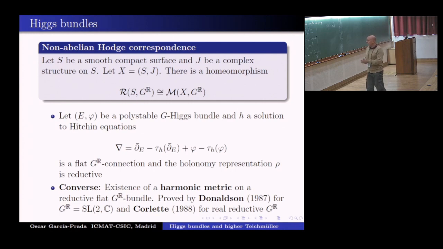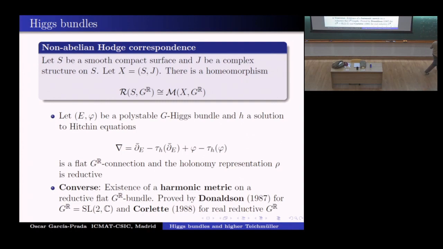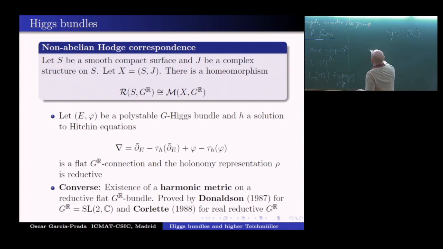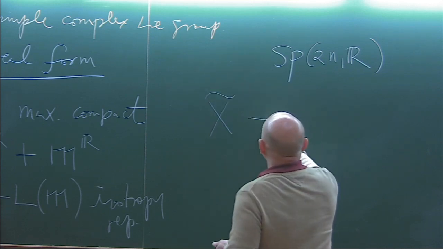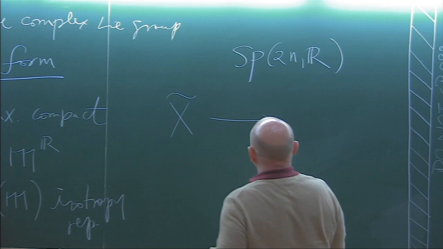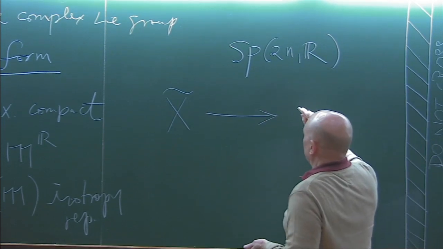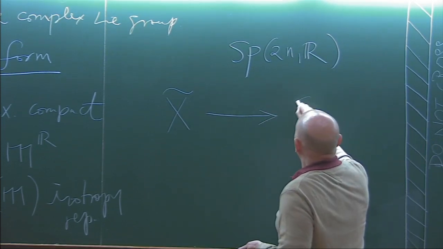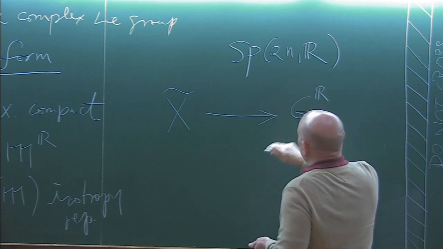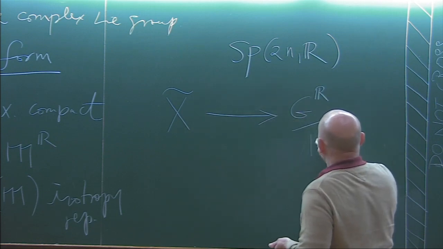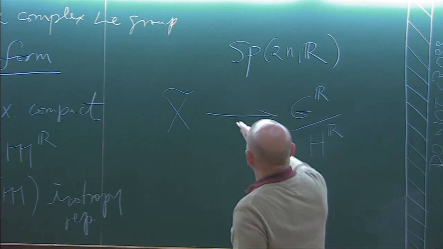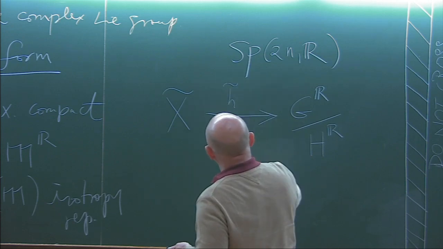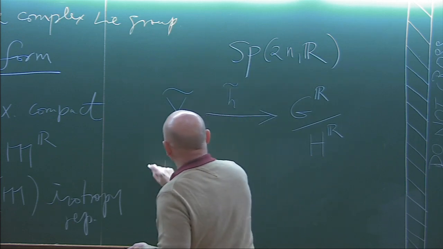And a harmonic metric, let me just say what I mean by a harmonic metric: you have your Riemann surface, you have the universal cover, let's say, and the metric H can be thought of as a map from the universal cover to the symmetric space. Let me call it H tilde. And this map is actually pi1 of X equivariant.